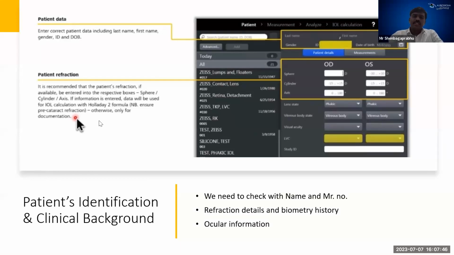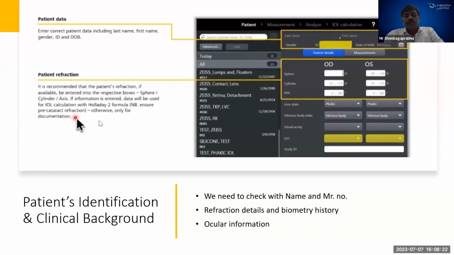And it is very important to understand the patient identification, whether our facility has an EMR or not. We need to understand the patient's information, and we always need to cross-check the name and MR number. The next big thing we need to know is the refraction details. With this, we can understand whether the patient is myopic or hyperopic, so that we can anticipate what the axial length will be. So we can get a clue from the refraction details itself.